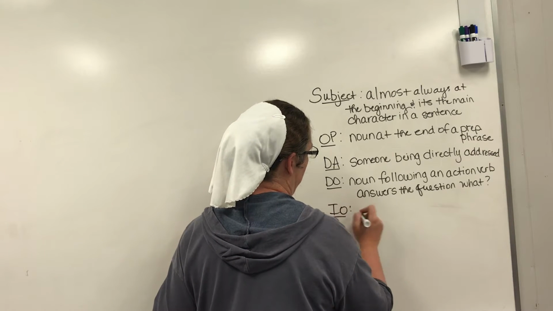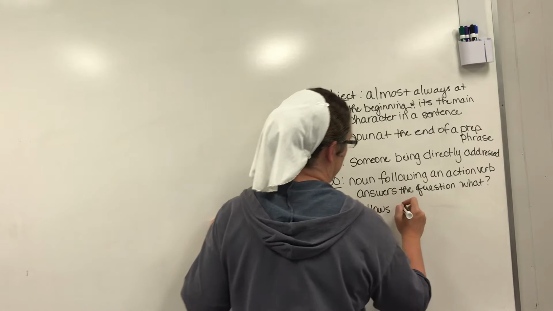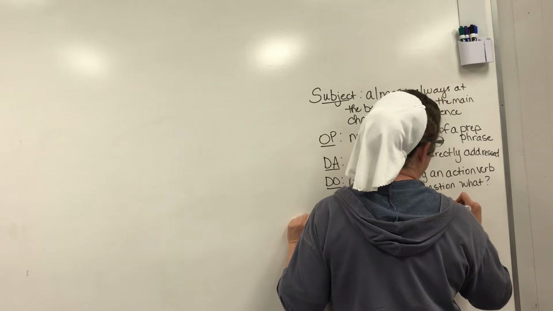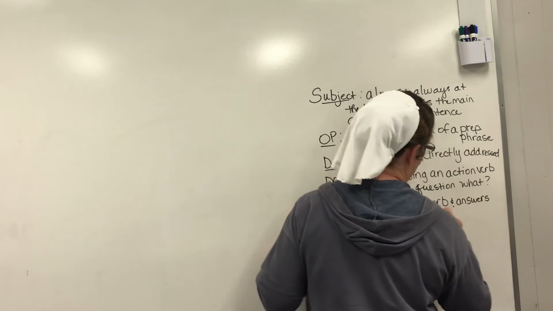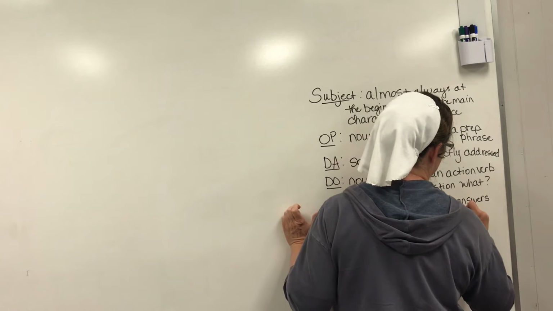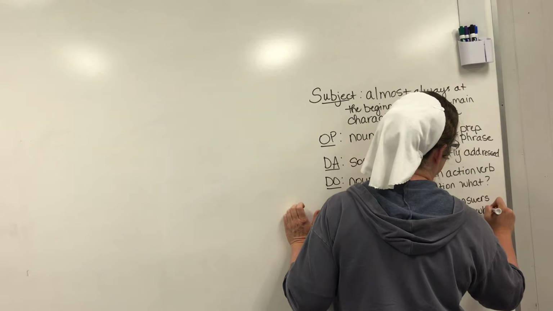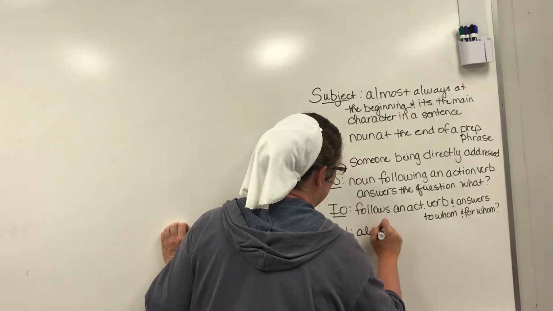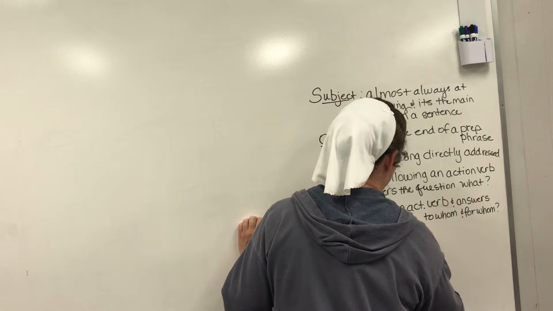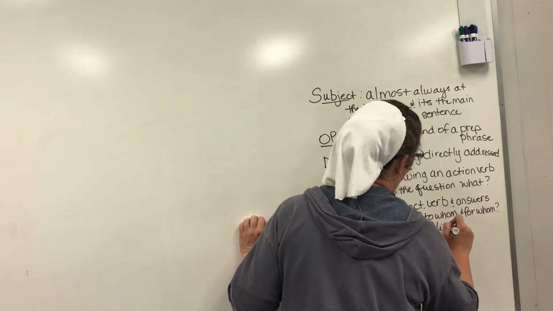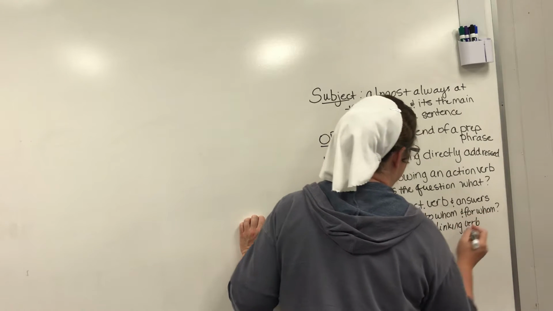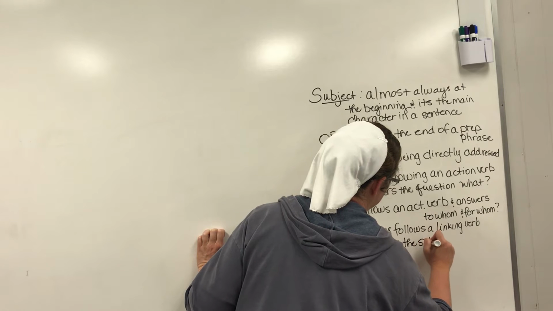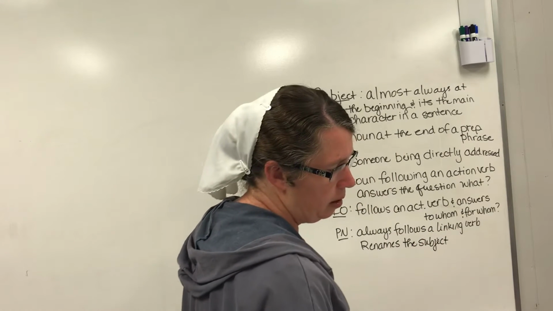Indirect object. What does that follow? Follows an action verb. And answers the question to whom or for whom? Predicate nominative. Always follows what kind of verb, Cheyenne? Linking verb. Renames the subject. What else do you have? That's it.